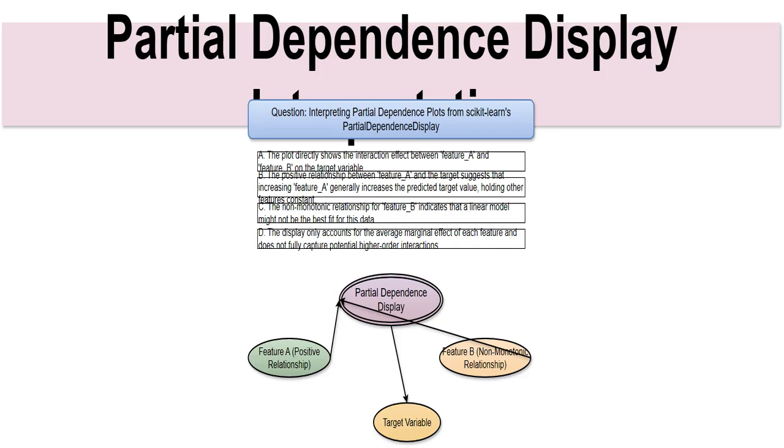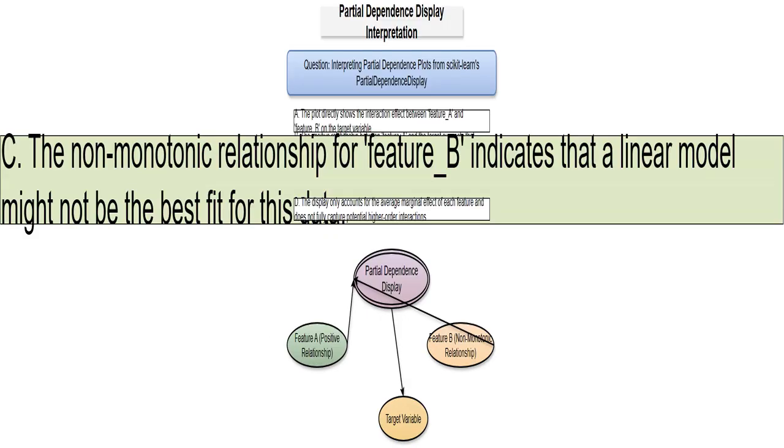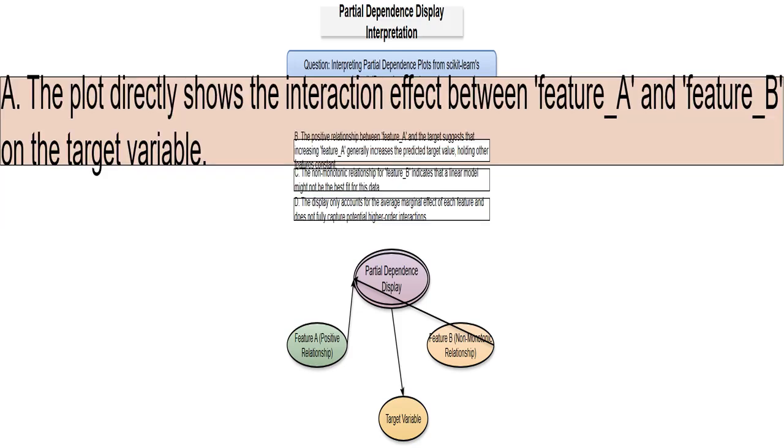This question tests your understanding of how to interpret the information given in a partial dependence plot, created using Sklearn's partial dependence display. Specifically, we are looking at how to interpret the relationships displayed for two features, feature A and feature B, in relation to the target variable. This refers to the visualization tool used to display the relationship between features and the target variable from the model. A positive relationship on a partial dependence plot means that increasing the value of the feature is associated with an increase in the predicted value of the target variable. This assumes all other features remain constant.